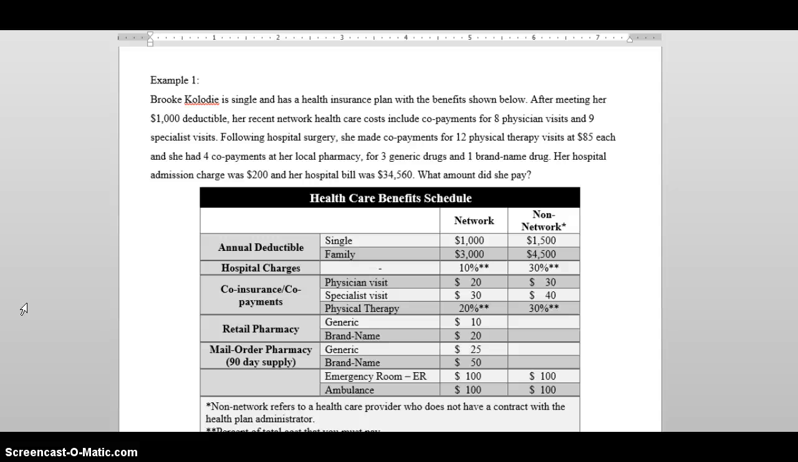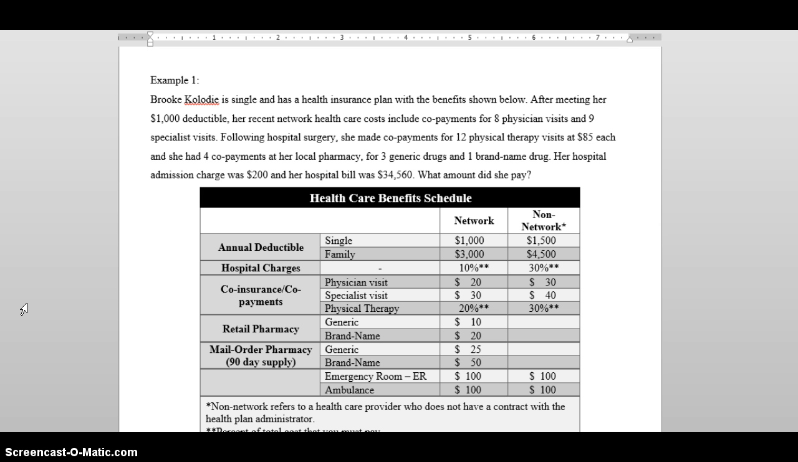In example 1, Brooke Collodi is single and has a health insurance plan with the benefits shown below. After meeting her $1,000 deductible, her recent network health care costs include co-payments for 8 physician visits and 9 specialist visits. Following hospital surgery, she made co-payments for 12 physical therapy visits at $85 each, and she had 4 co-payments at her local pharmacy for 3 generic drugs and 1 brand name drug.